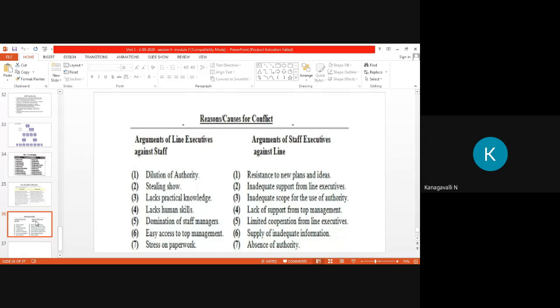Then features of line and staff organization. Under this system, the line officers have authority and command over their subordinates and are accountable for the tasks entrusted to them. The staff officers are specialists who offer expert advice to the line officers to perform their tasks efficiently. The organization is based on the principle of specialization. Under this system, the staff officers prepare the plans and give advice to the line officers, and the line officers execute the plan with the help of workers.